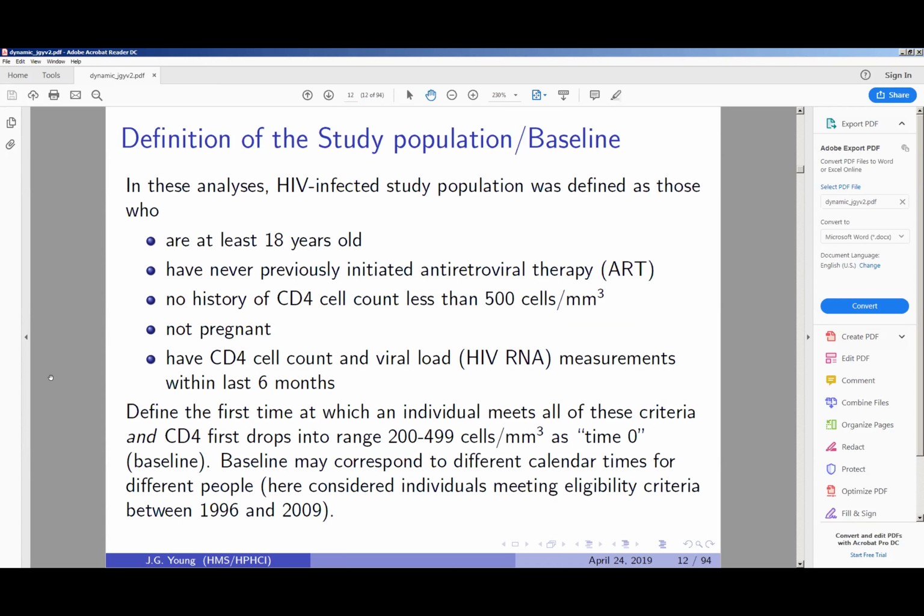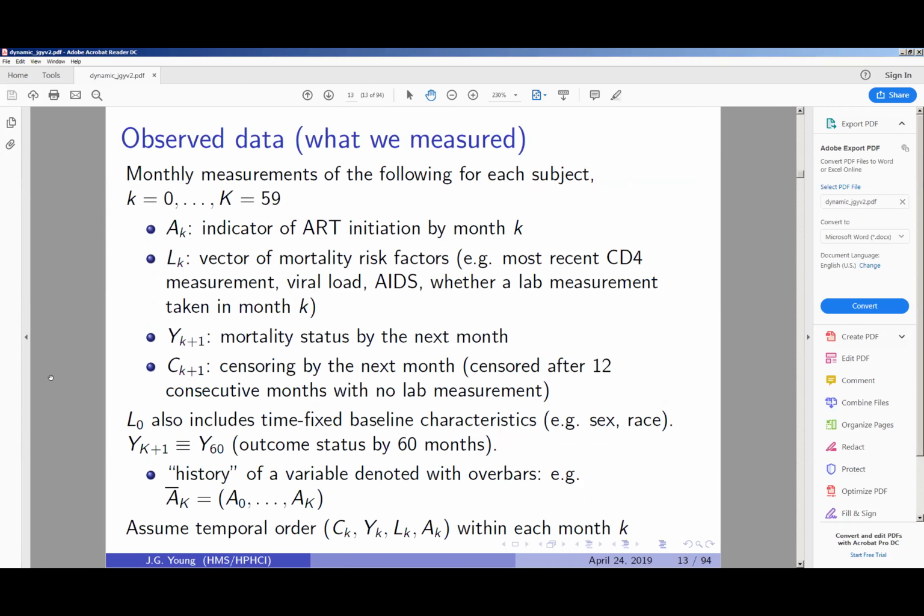So this is the definition of the study population, and for each individual in that study population, the time at which all these criteria were met and CD4 first fell into that range is their start of follow-up. Just to note that this baseline may correspond to different calendar times for different people because the data range over almost a decade. And we have the calendar year as a covariate in the data set.